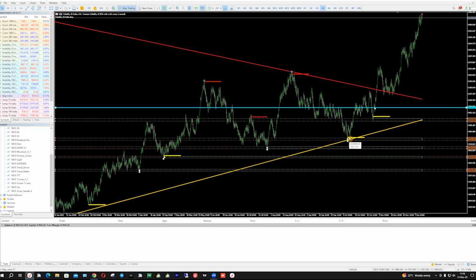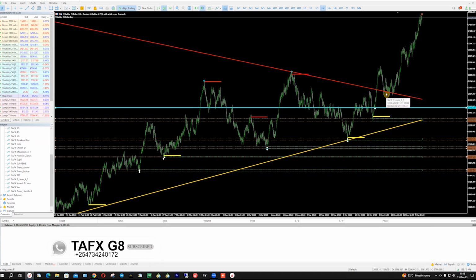When it gives you this buy, just check. It is the breakout of this one that gives us this buy. The breakout of this one gives us this buy, and so on.